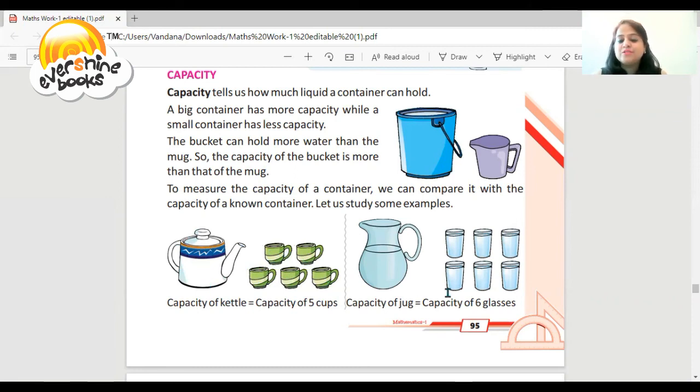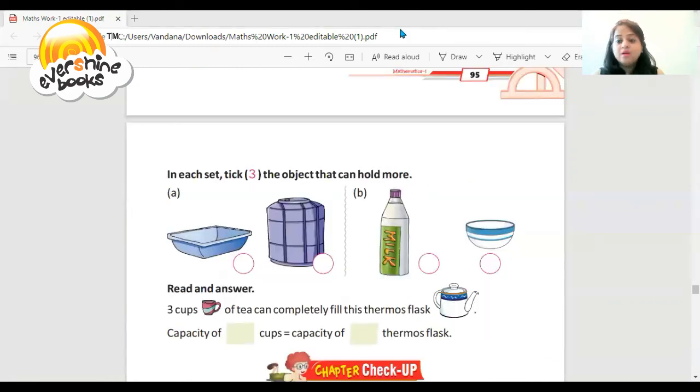Now, the capacity of a jug is equal to the capacity of 6 glasses. How many glasses are there? 1, 2, 3, 4, 5, 6. It means you can put 6 glasses of water in one jug. Okay? Very good.